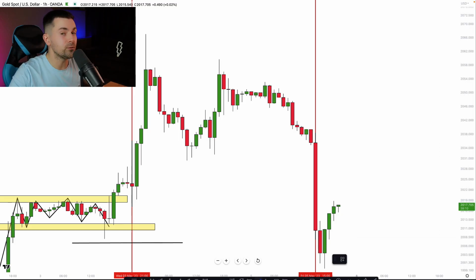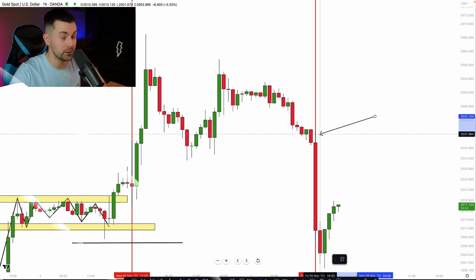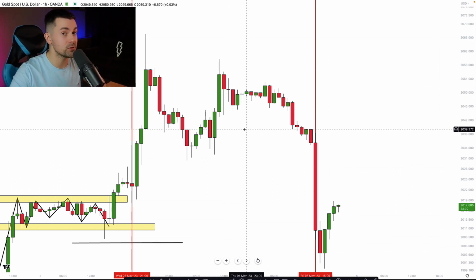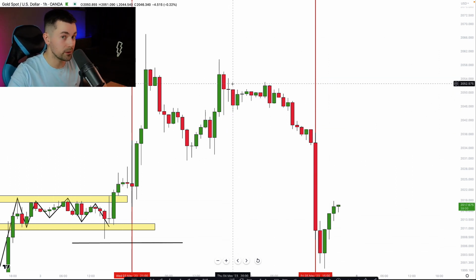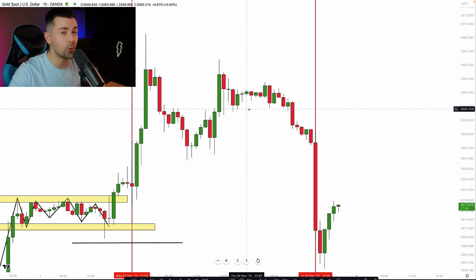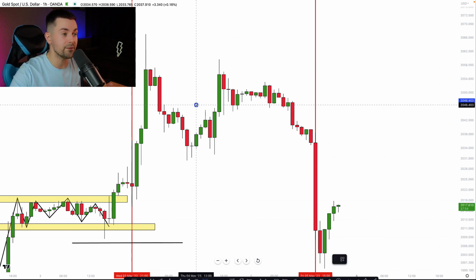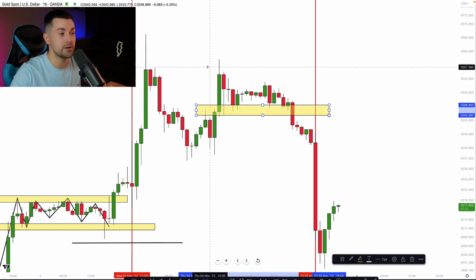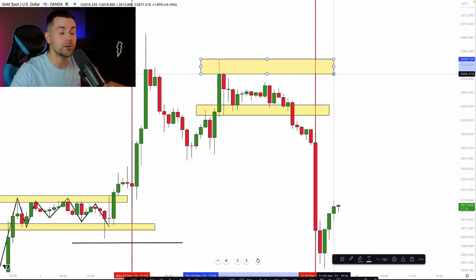The second event was the non-farm payroll report. And here was the exact moment when the report was released. Before the release of the news, you should monitor the price action. You should look for the consolidation. And over here, we have the consolidation. You can see that before the news, the market started to consolidate.